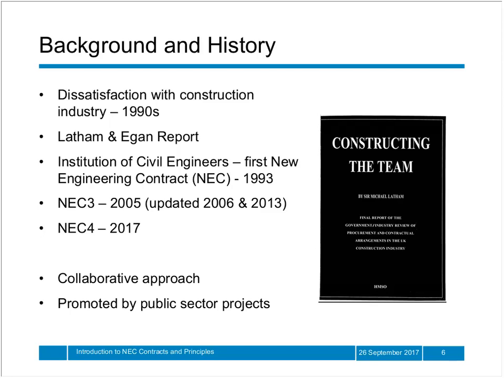In parallel, and as a consequence of this shift in attitudes, the Institution of Civil Engineers, who had long published civil engineering works contracts, published the first new engineering contracts in 1993, and the suite of contracts has been known ever since as the New Engineering Contracts, or NEC. The third edition, known as NEC 3, was introduced in 2005, following which updates to that edition were released in 2006 and 2013. The most recent edition of the NEC contracts is NEC 4, which was made available in June of this year.